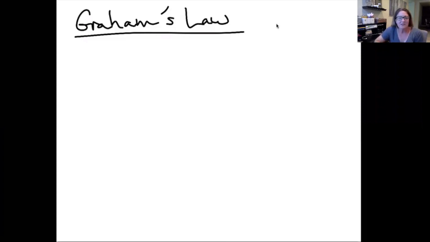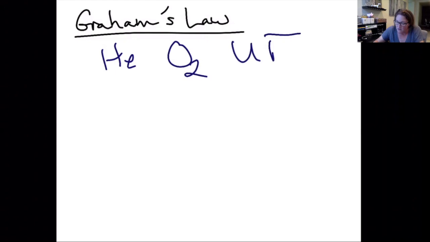We're now going to take a look at something called Graham's Law. Graham's Law talks about how the molecular weight of a gas is going to affect its speed. Let's say I have a bunch of different molecules. Let's say I have a molecule of helium, and I have a molecule of oxygen, and a molecule of UF6, which is a giant molecule.